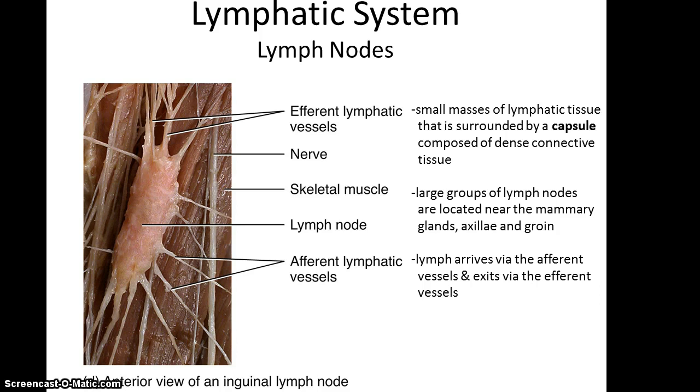Now we talk about the lymph nodes. These are organs. They're organs because they are a small mass of lymphatic tissue that is surrounded by a connective tissue capsule.